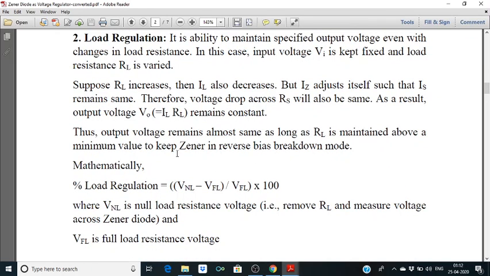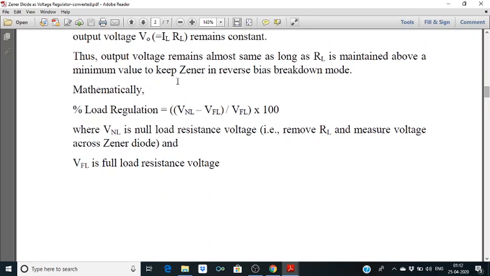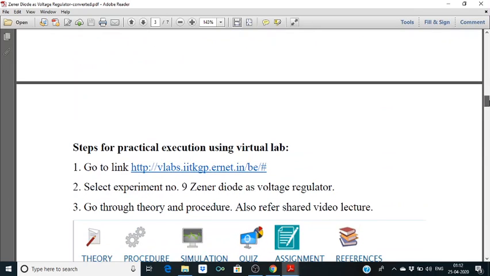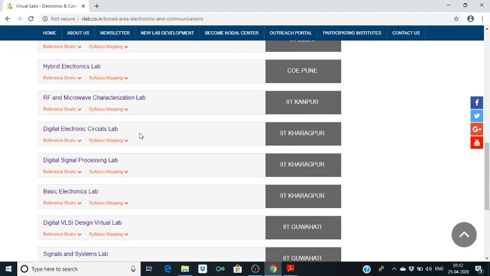So the output voltage remains almost the same as long as RL is maintained above a minimum value to keep the Zener in reverse bias breakdown mode. Now mathematically we can calculate load regulation by this formula, where VNL is the no load resistance value, that is when we remove the RL and measure the voltage across the Zener diode, and VFL is the full load resistance voltage. Now we will perform the experiment on the virtual lab.